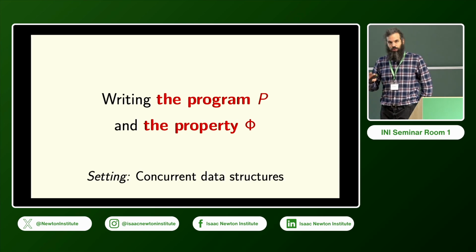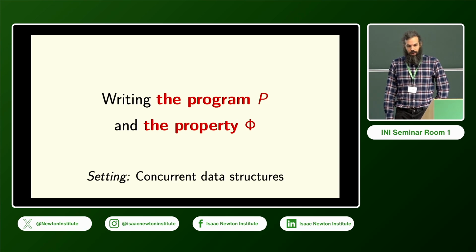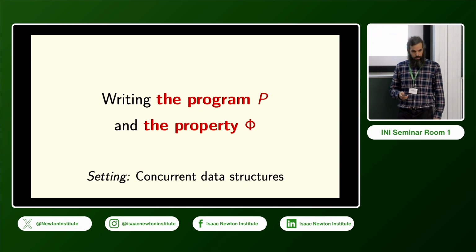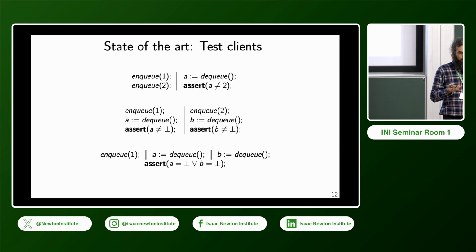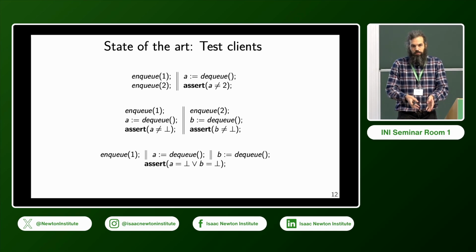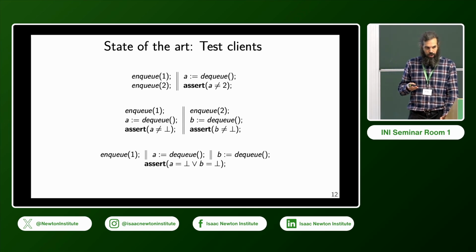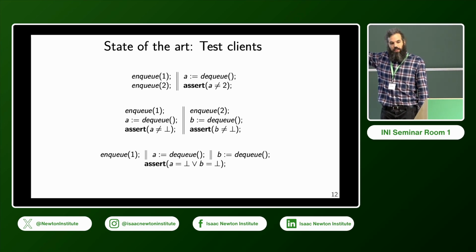So let me go now to the second topic, which is how do you write the program and the property? Well, I guess you have to write the program, or somebody has to give you the program, but I'll make it a bit more specific in the case of concurrent data structures. Roughly, what you're given is an implementation of a concurrent data structure like a queue, but you cannot just give the queue to a model checker. You have to write a client, a test program that uses a queue, exercises its operations in a certain way, and asserts something about the return values, and then you can send this program to the model checker.